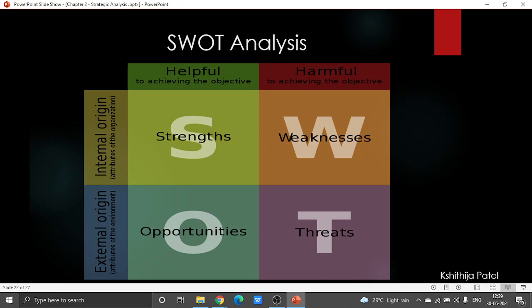Now what to do with the weakness? The business organization should always try to reverse its weaknesses. That is, whatever weakness it has, maybe the skills are not enough on the side of the employees. If that is the weakness of the company, then try employing individuals who are fit for the job. That is, reverse the weakness.